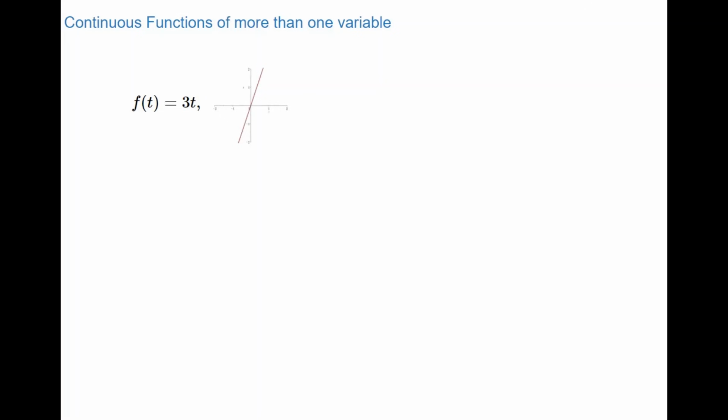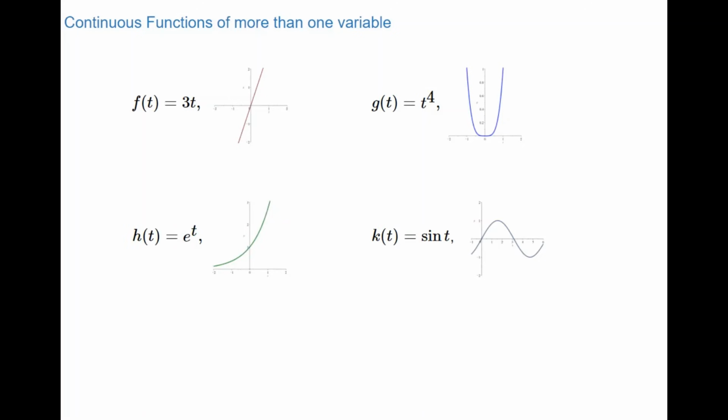f of t defined by 3 times t is a linear function, has no breaks or cusps. It's a continuous function in the given domain. Similarly, the function g defined by t to the 4 is continuous in its given domain. The function h of t, which is an exponential of t, and the function k of t, which is sine of t, they are also continuous functions. And if these functions are continuous, then any composition of these functions will also be a continuous function.